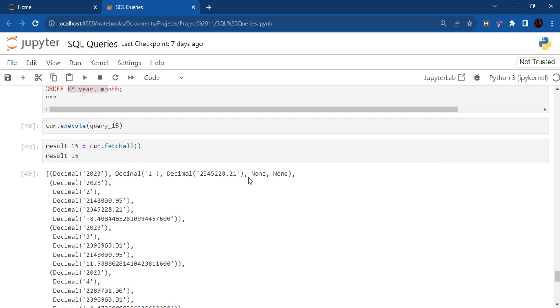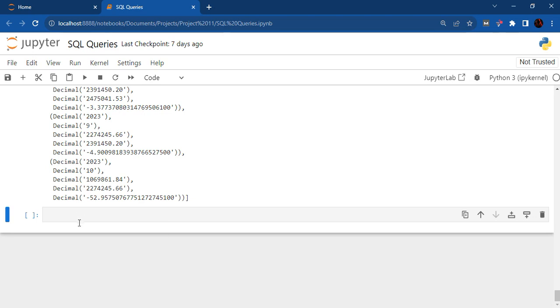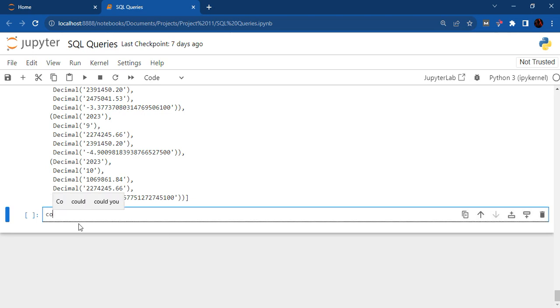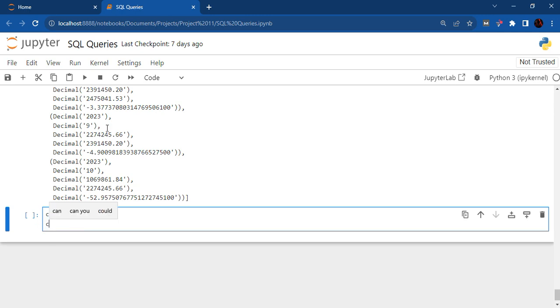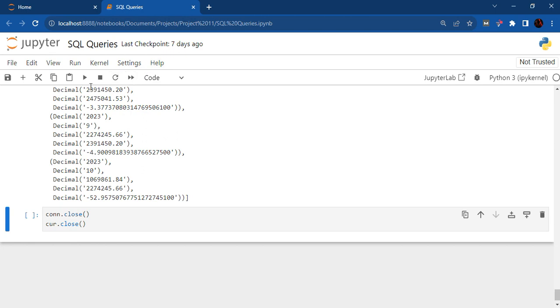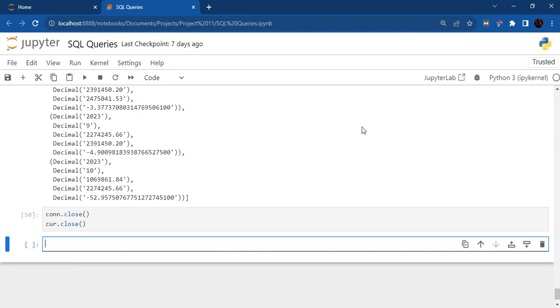So this is the end of the project. Now, okay, I forgot to add something here, which is the connection.close, because it's very, very important for you to close your connection and your cursor when you are done with psycopg2. Very important for security reasons. So I have to close that to make sure hackers don't tamper with it.